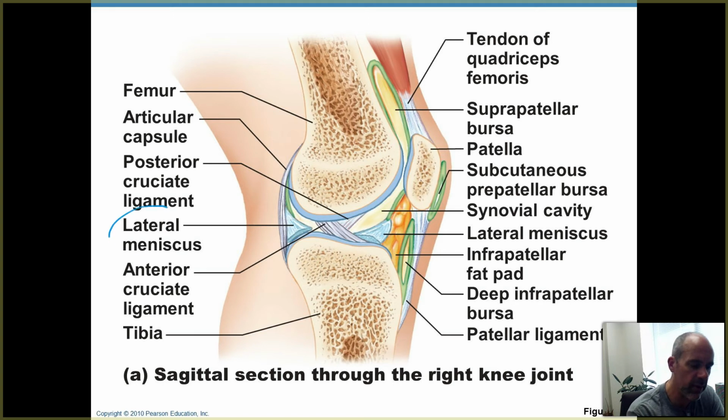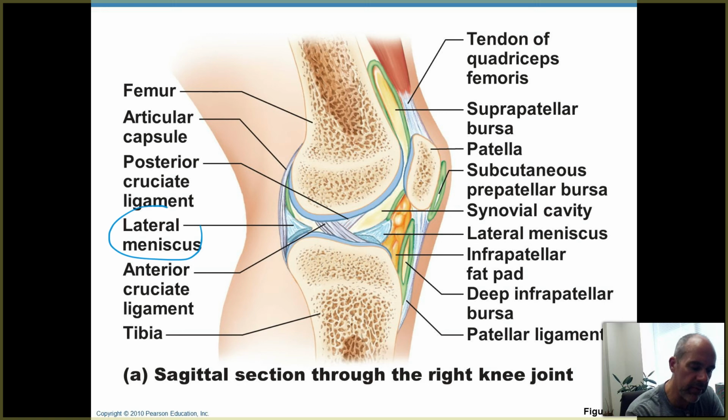Lateral meniscus. And let's see, they didn't put in the other meniscus over there. Okay, that is a fibrocartilage padding that you have there at the knee joint. You also have a medial meniscus as well over on the other side. We're looking at a lateral view of the knee joint.